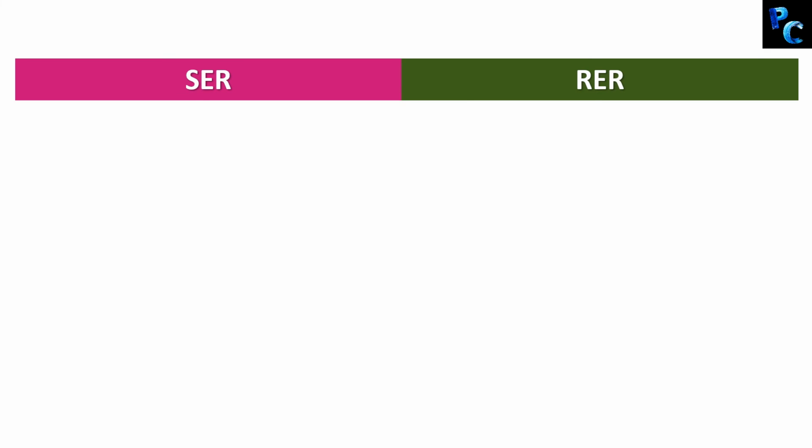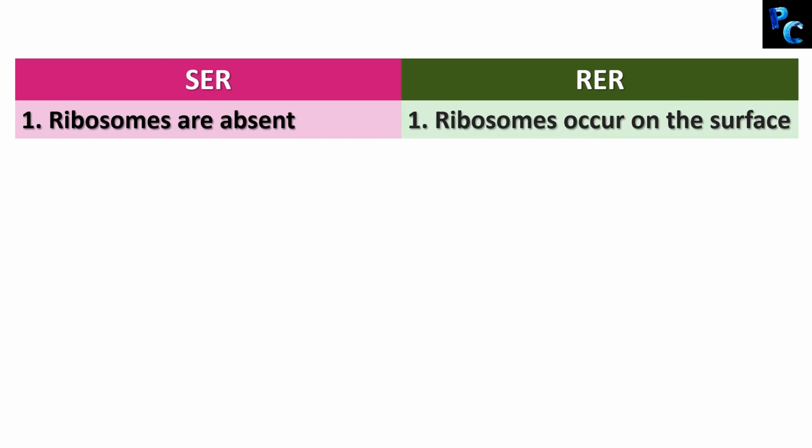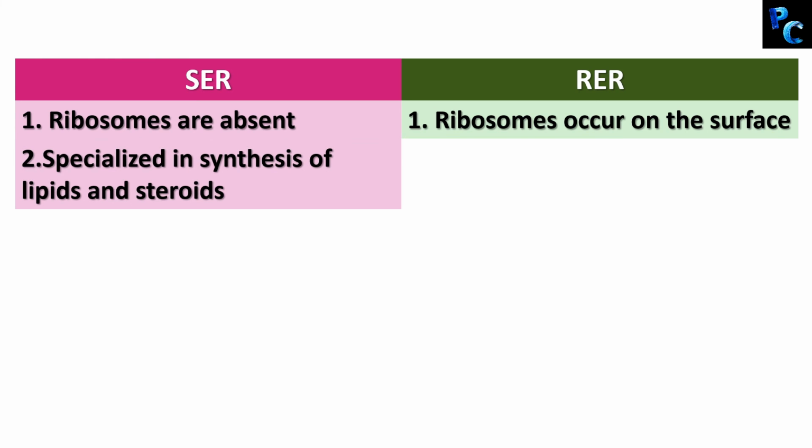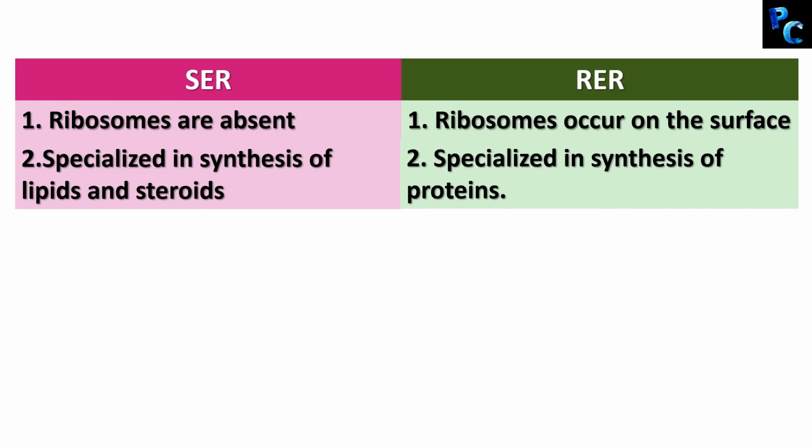Now, before we end this chapter, let's see the differences between smooth endoplasmic reticulum and rough endoplasmic reticulum. In smooth endoplasmic reticulum, ribosome is absent and that's the reason it gives a smooth appearance. In rough endoplasmic reticulum, ribosome is present and that's the reason it gets the name rough. Smooth endoplasmic reticulum is specialized in synthesis of lipids and steroids. Rough endoplasmic reticulum is specialized in synthesis of protein. The ribosomes attached on the rough endoplasmic reticulum help in the protein formation.